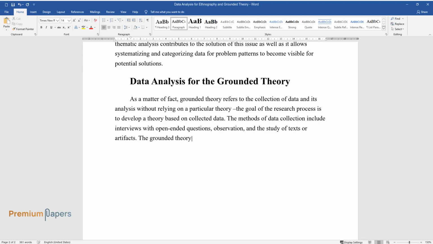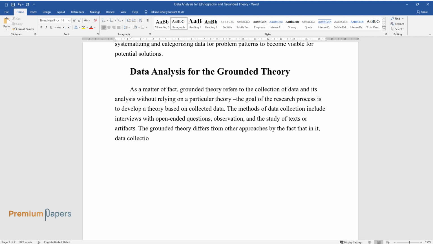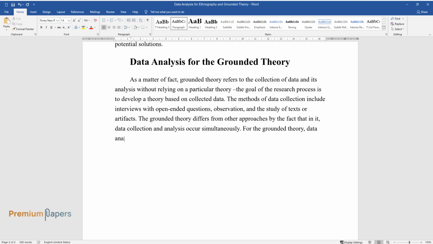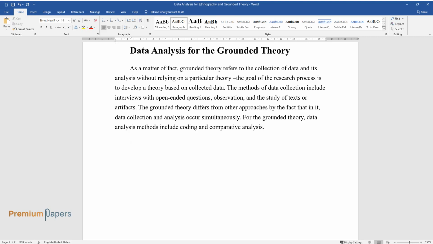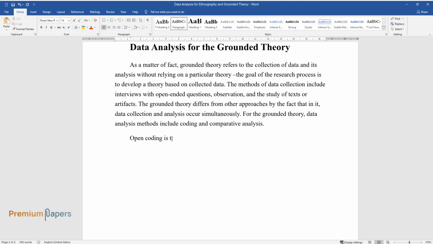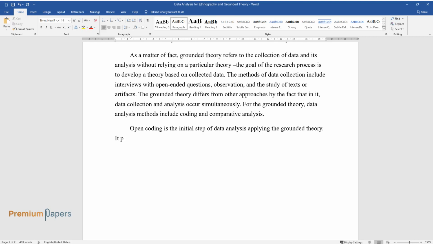The grounded theory differs from other approaches by the fact that in it, data collection and analysis occur simultaneously. For the grounded theory, data analysis methods include coding and comparative analysis. Open coding is the initial step of data analysis applying the grounded theory. It presupposes dividing collected textual data into discrete parts.